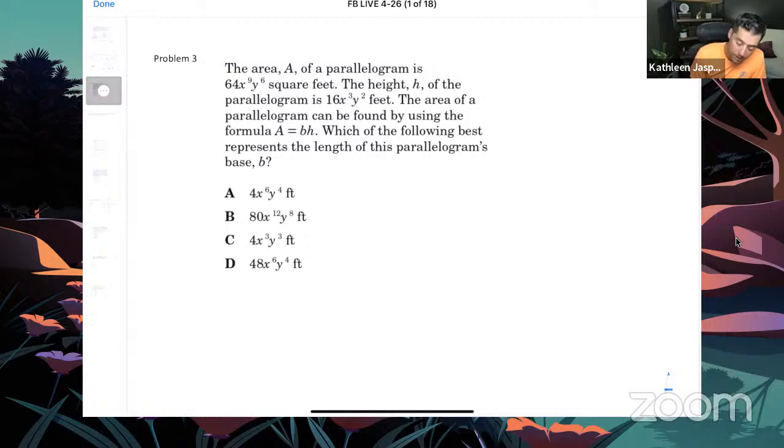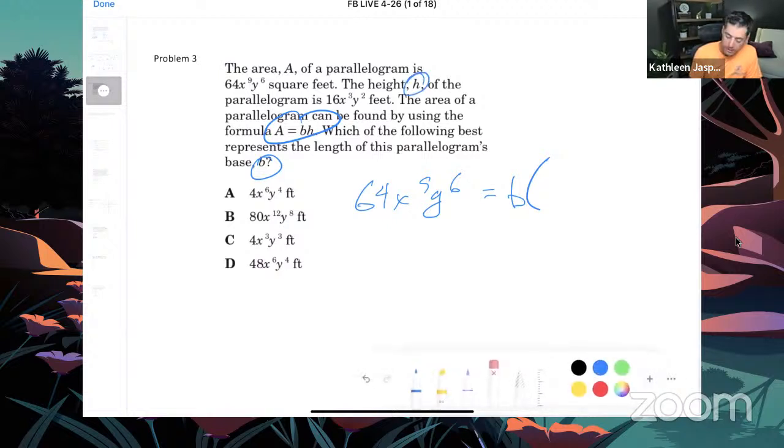Well, they tell you area equals base times height. So it already starts out, area is 64x^9y^6. So 64x^9y^6 is equal to base. In this case, base is what we're looking for, so it's b. And then it's times, because base times height. Here's our height right here, and it's the only other value in the problem.